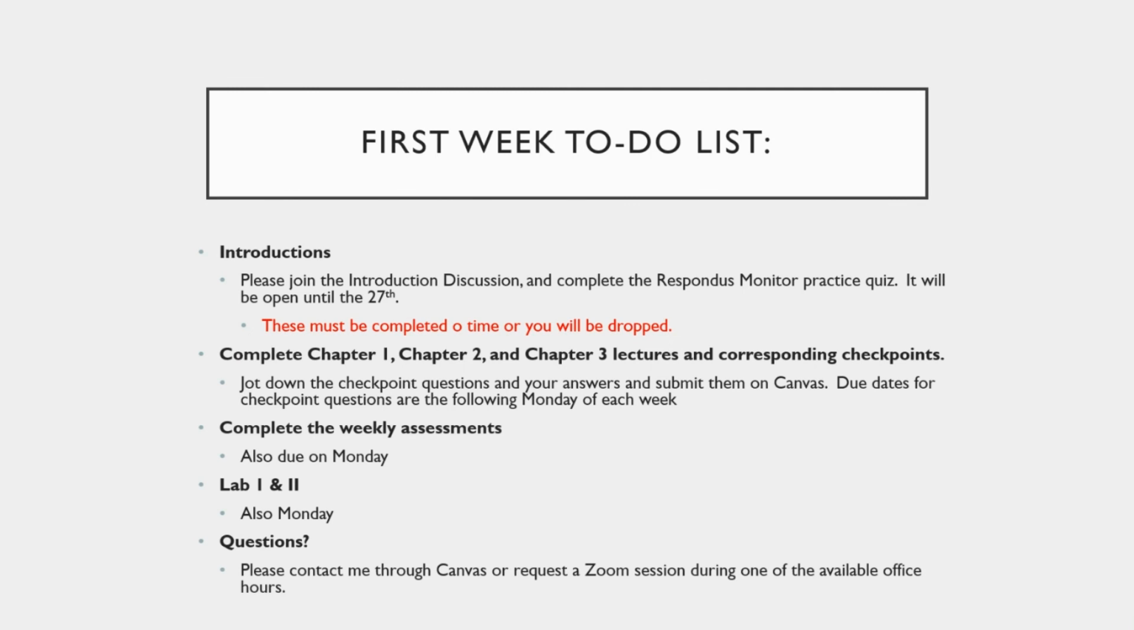And here is the first week to-do list. So this class is going to go a lot quicker than a 16-week course. And so right off the bat this week, you're going to have the introduction discussion and the Respondus practice quiz to complete. They're both going to be due on the 27th, which is Thursday. This is absolutely crucial if you want to stay in this course because the college has a rule that I have to comply with, that if you're not measured for attendance by doing your assignments by the 27th, then I need to drop you. So make sure you get these assignments done this week as quick as possible.